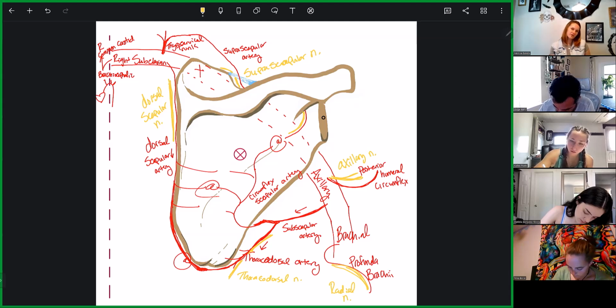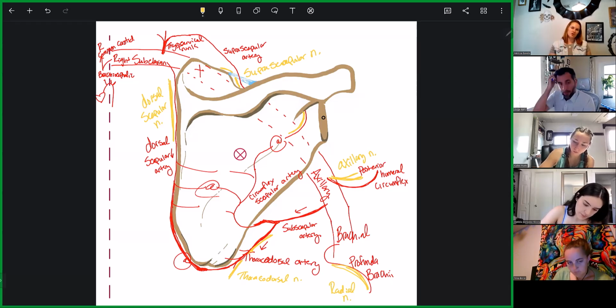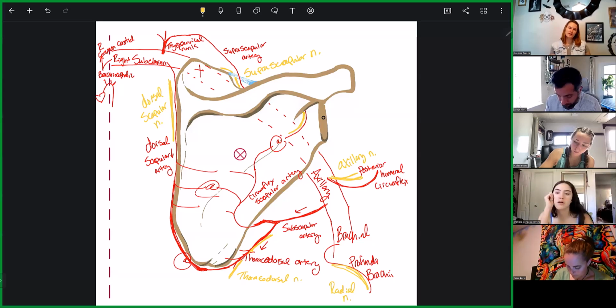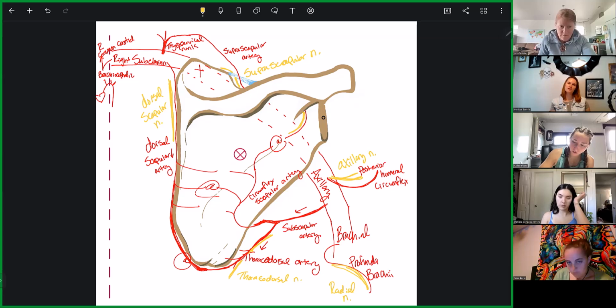I like having the nerves on here just a little bit to remind you of things that travel with named arteries, just as a reminder. I know this was supposed to be an artery drawing. I just think it's helpful every once in a while to remind yourself that there are still nerves around here.